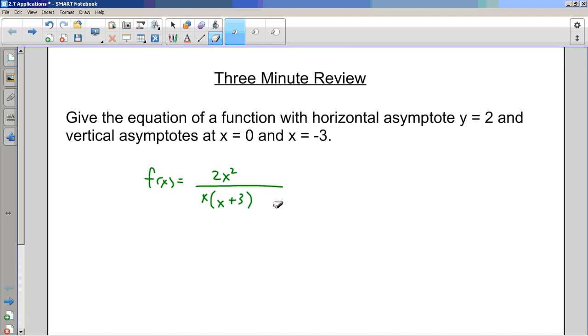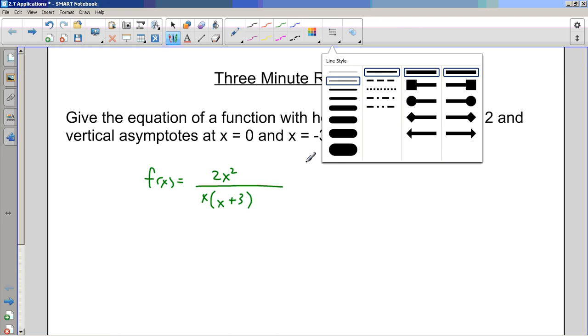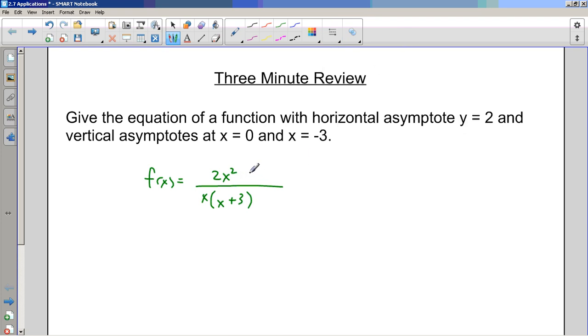Is this the only function that would work to match this question? And the answer is no, because I could add any linear or constant term down here and it would still work. So lots of different ways to answer this application.